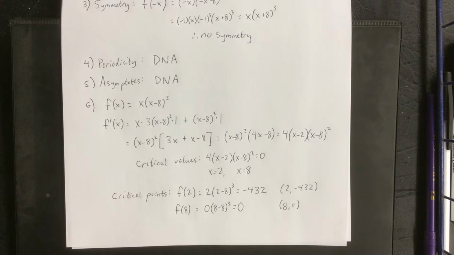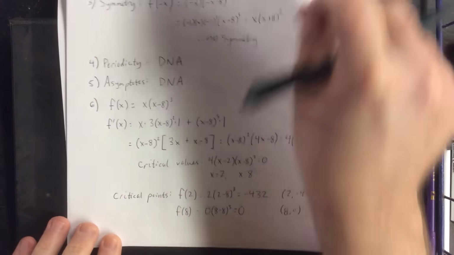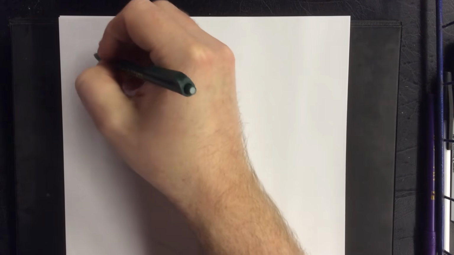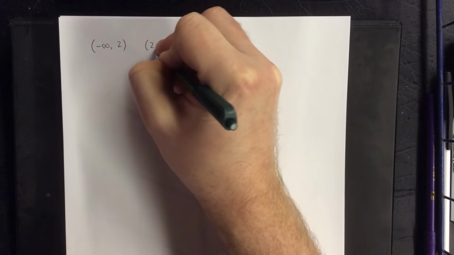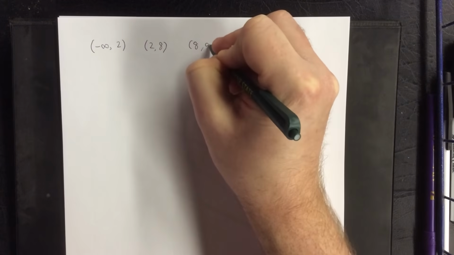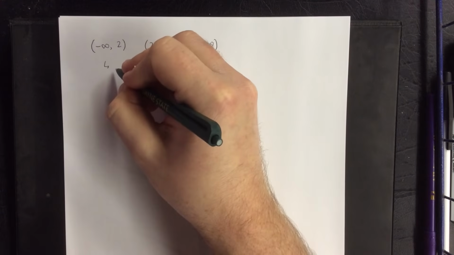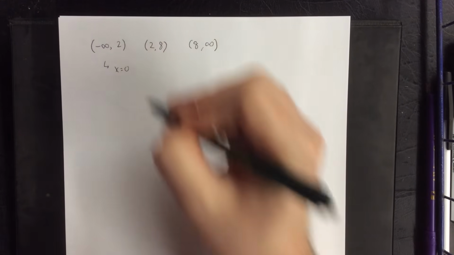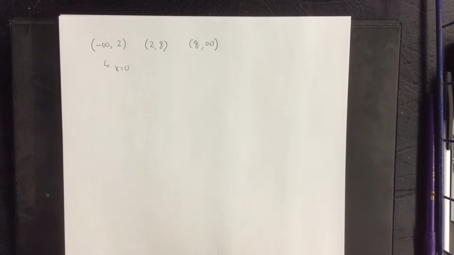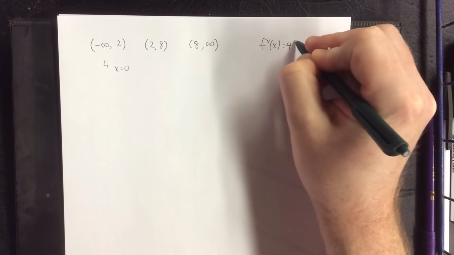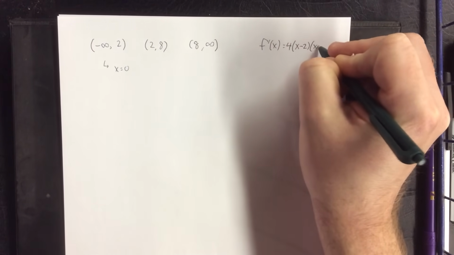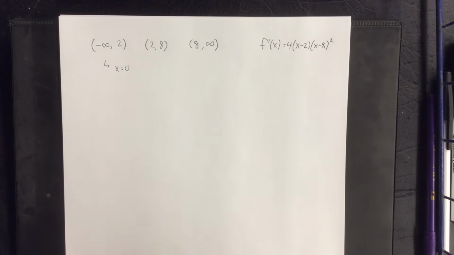Now with that in mind, we have our critical points. We're going to use those as endpoints for test intervals to figure out our intervals of increase and decrease. So the endpoints were positive 2 and positive 8, which means that we're going to have a total of 3 test intervals. For negative infinity to 2, I am going to plug in x equals 0. And I'm also going to recopy down what that first derivative was equal to so that we know what we're plugging this into. So what we got from the previous page was 4 times (x minus 2) times (x minus 8) quantity squared. I'm going to plug in x equals 0.